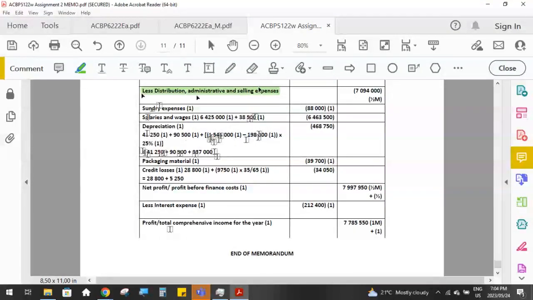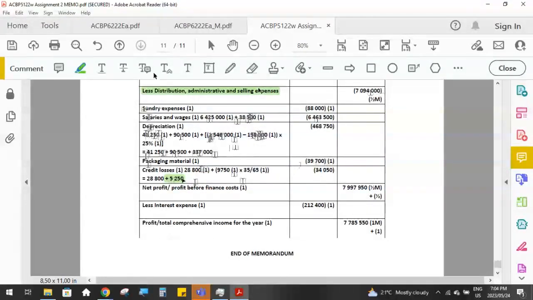Then packaging material, they told us that 39,700 was the amount of the packaging that we actually consumed during the year. Credit losses, we had the 28,800, which was the opening balance that they gave us. And we had to calculate that additional amount of credit losses for that debtor that only paid us 65 cents out of each rand. I did that calculation with you above. So the total credit losses for the year.